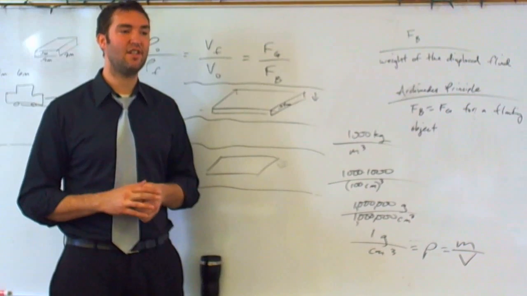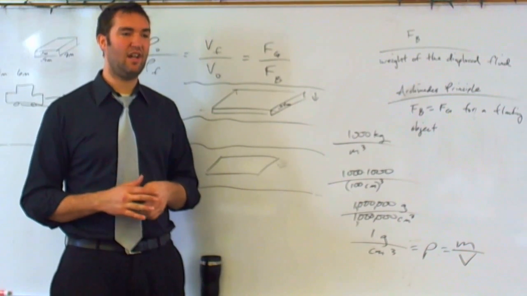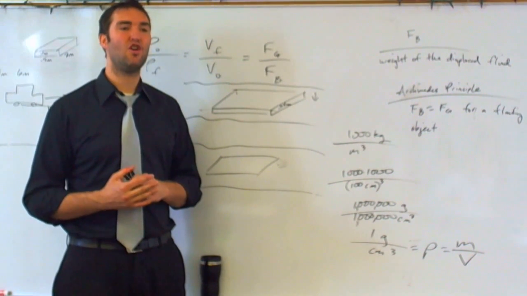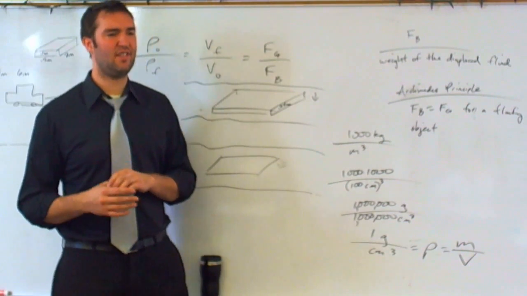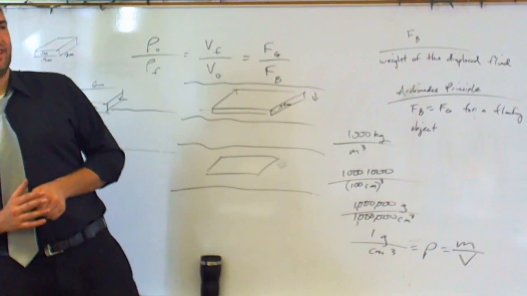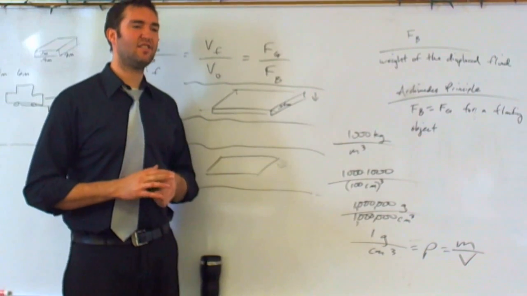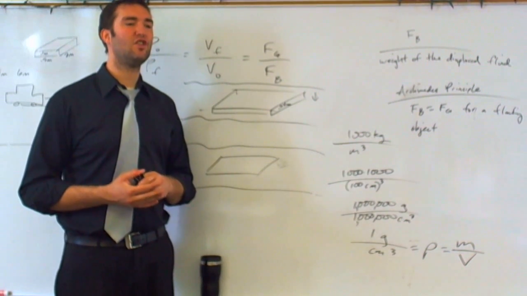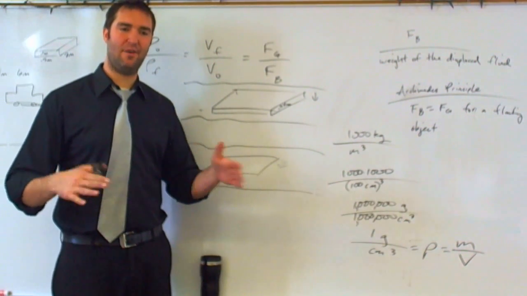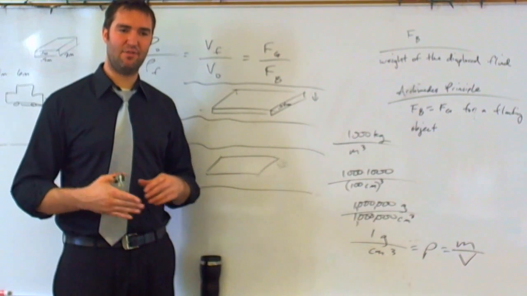9,810 newtons divided by 4.48 is roughly 2,000. 2,205. 2,205 pounds is how much this fish tank would weigh.